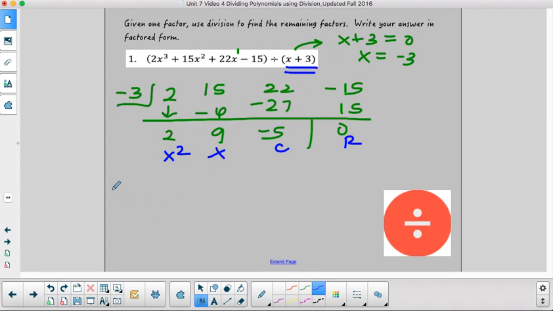Always write down what we divide by. This is my first factor. So we have x plus 3, and then I have what's left after I divided out my x plus 3. I have 2x squared plus 9x minus 5. Now this is not completely factored. I need to go ahead and factor down this piece.